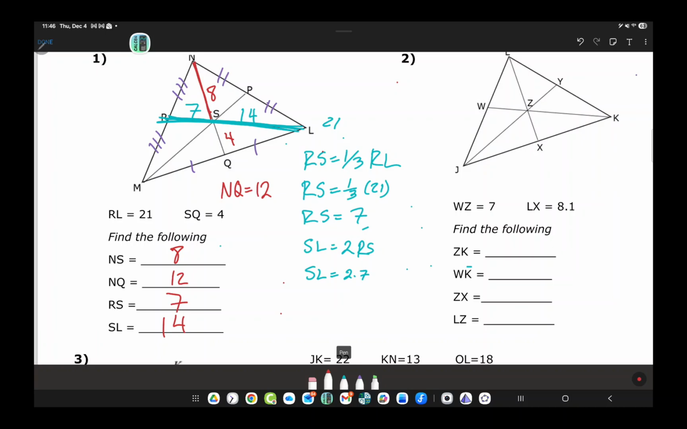So WZ is 7. That is the shorter segment, right? What do I do with that 7 to get the longer segment? Times it by 2, which means ZK is 14. Now, if I add WZ and ZK together, what do I get? 21.